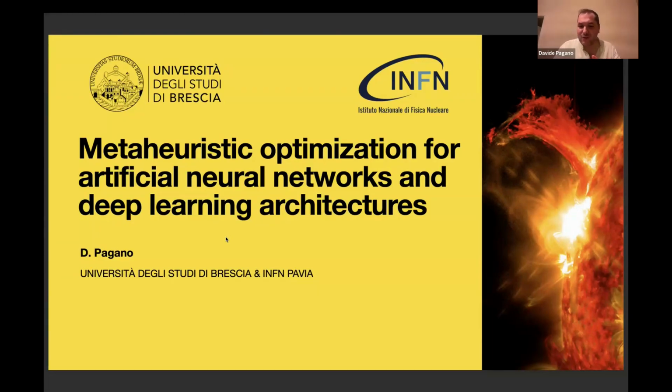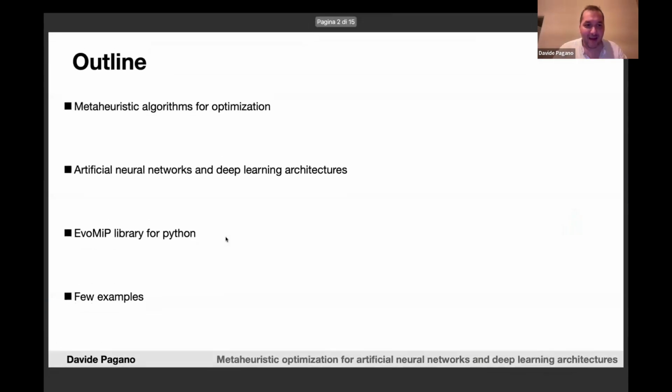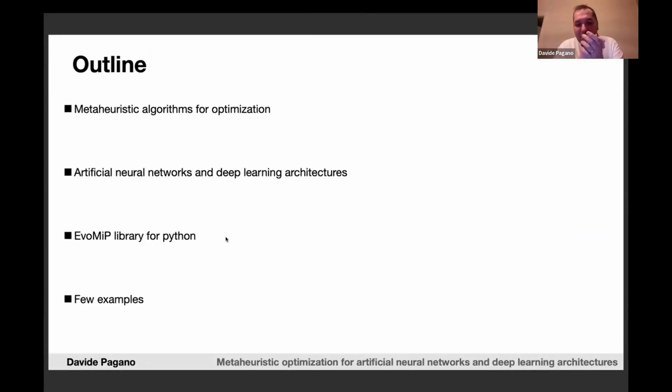The main subject of this talk is metaheuristic optimization of neural networks and deep learning architectures. But I want to mention a caveat straight away. My initial goal was to give you a comprehensive picture on the progress of metaheuristic algorithms in training neural networks and optimizing their structure.